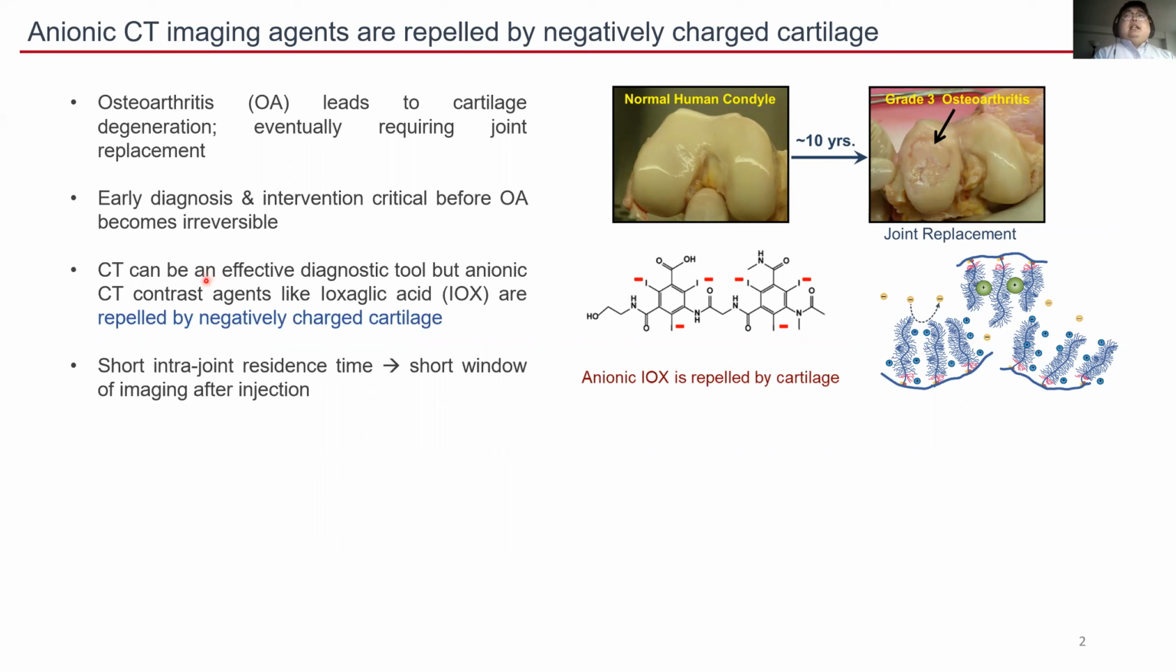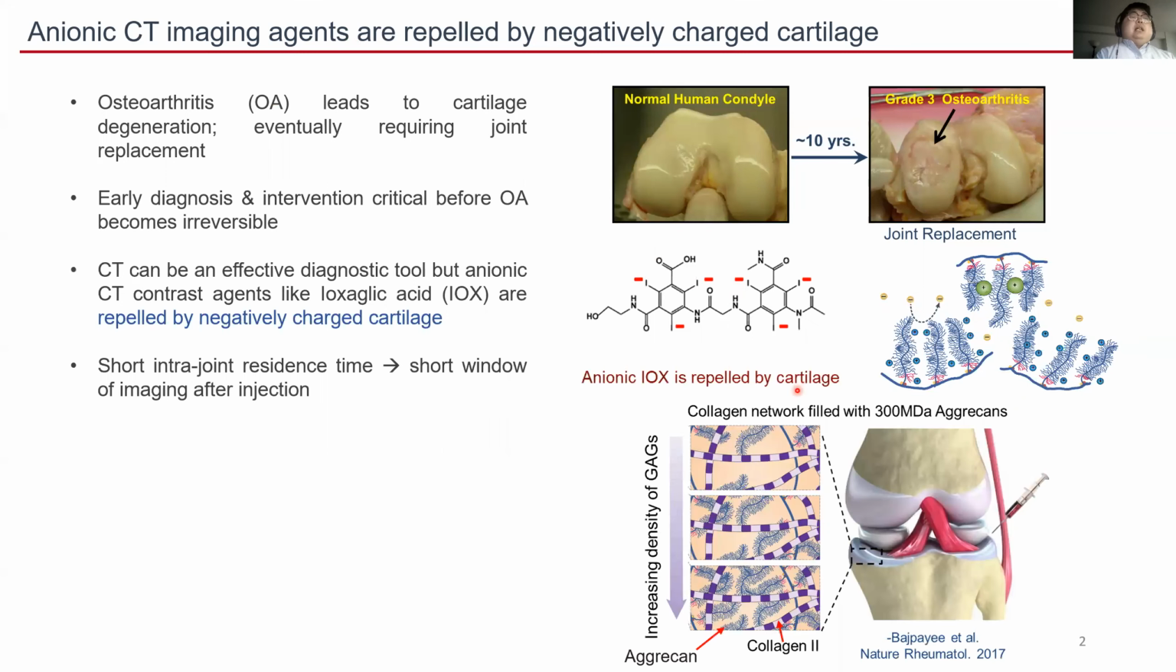3D X-ray and CT imaging can be an effective diagnostic tool using contrast agents like ioxaglic acid, or Hexabrix. However, it is a small molecule and thus is rapidly cleared out from the joint space. It's also negatively charged, and thus its penetration is repelled by the negatively charged matrix of the cartilage tissue.